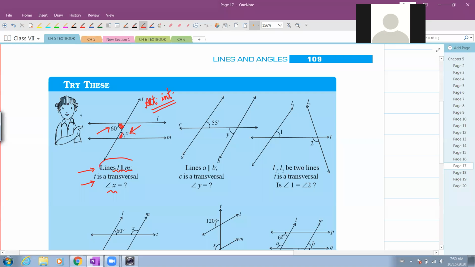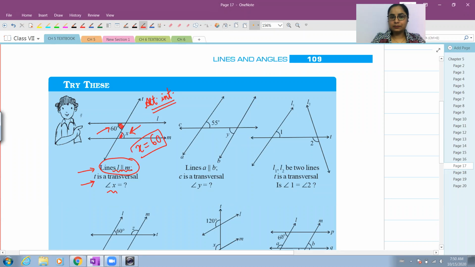They are equal to 60. Yes, they are equal, 60. Since the lines are parallel, X and 60 are equal. Now take a look at this figure, the second one.